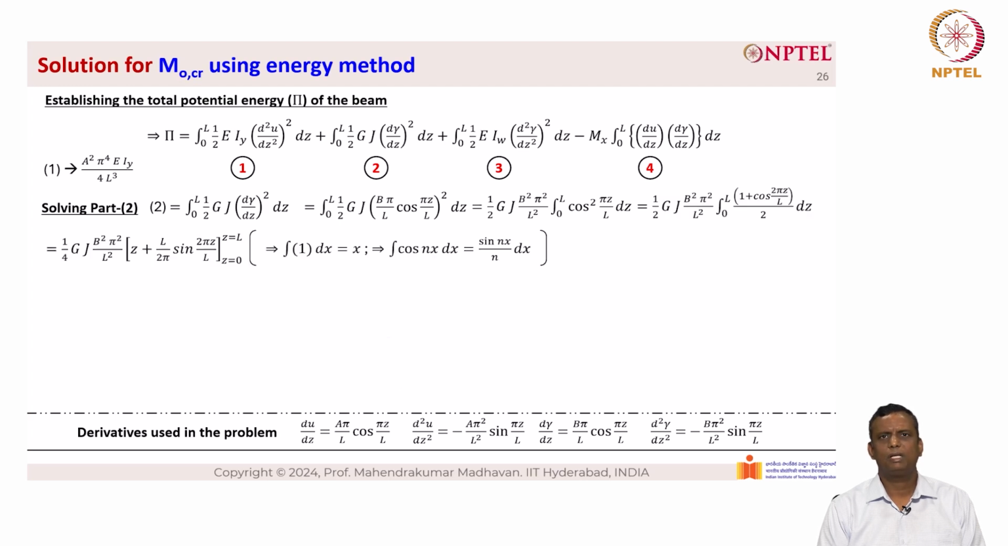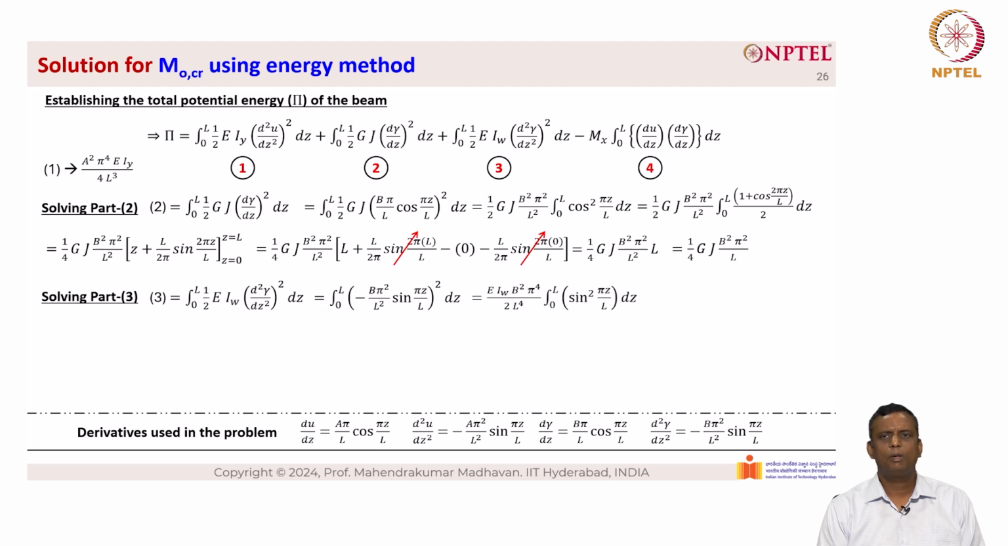So when we do all the derivations, we will get that it is actually equal to L by 2. So we have the value 1 by 4 into GJ into b square into pi square by L. Now we can solve this problem by substituting the integral from 0 to L of sin square pi z by L as L by 2. So when we do so, we have EIW into b square pi power 4 by 4L cube.